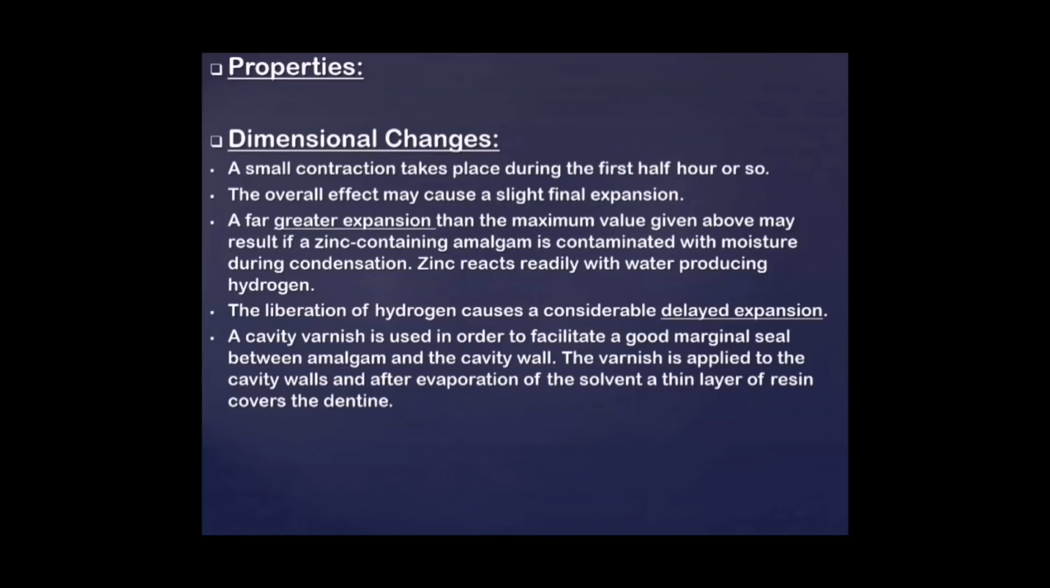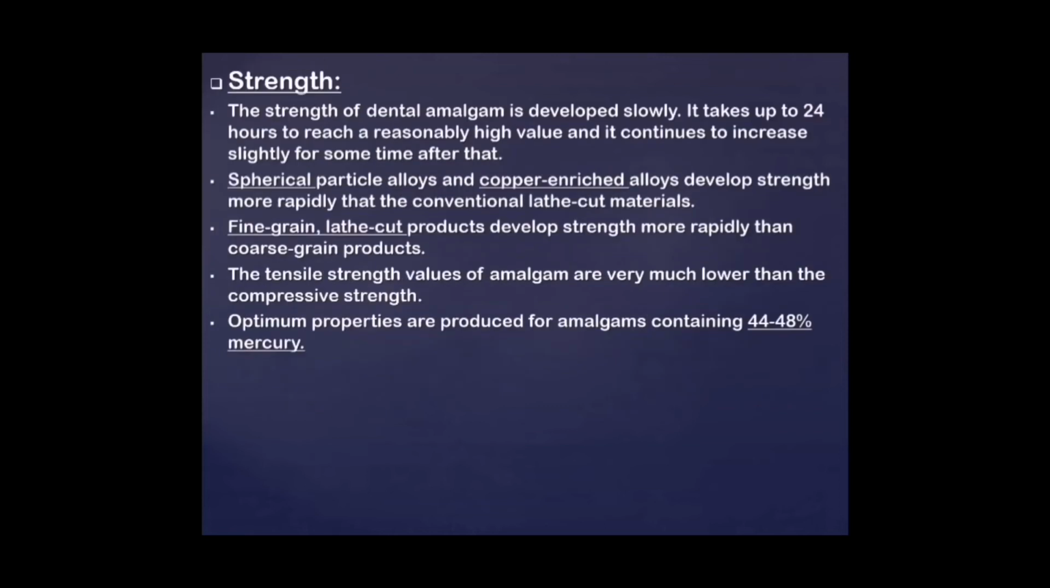A cavity varnish is used in order to facilitate a good marginal seal between amalgam and the cavity walls. The varnish is applied to the cavity walls, and after evaporation of the solvent, a thin layer of the resin covers the dentin. Strength. The strength of dental amalgam is developed slowly.